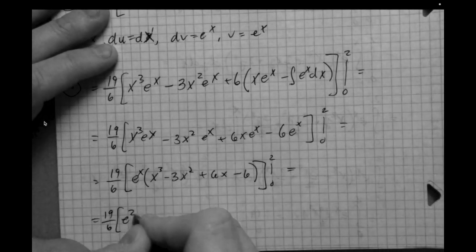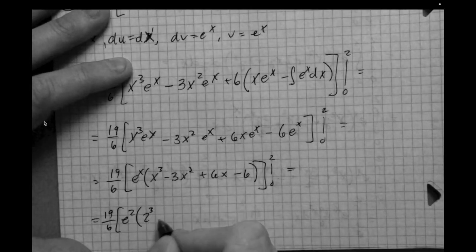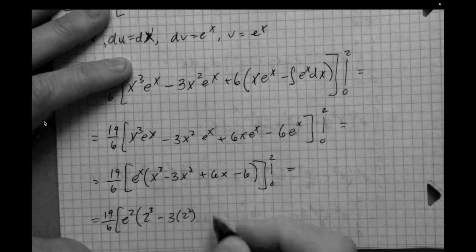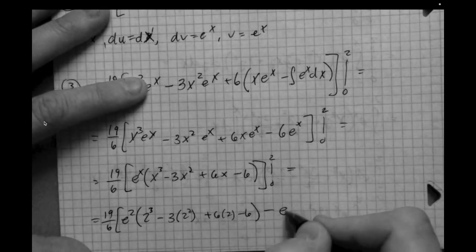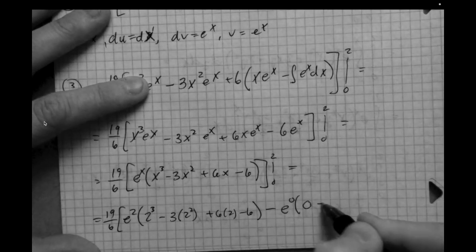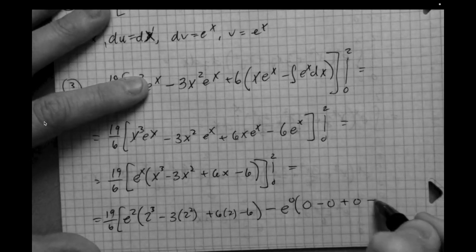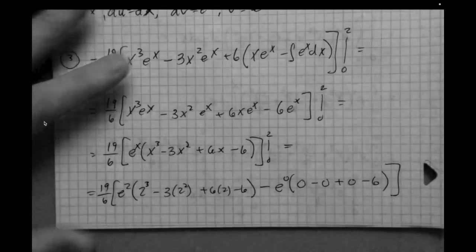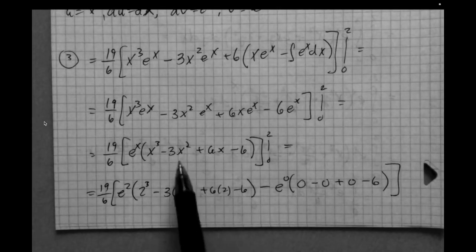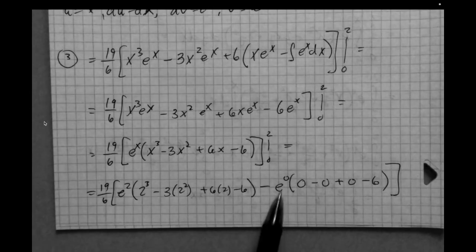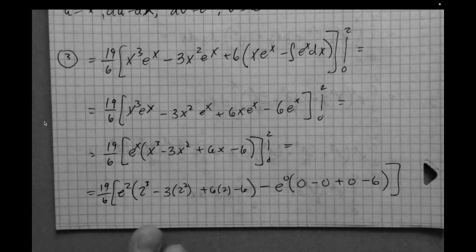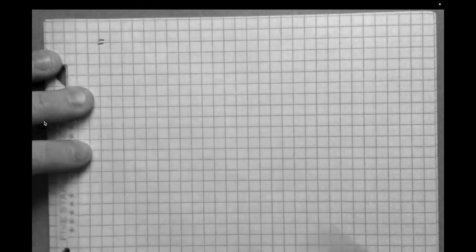And we have e squared times 2 cubed minus 3 times 2 squared plus 6 times 2 minus 6, minus e to the 0 times 0 minus 0 plus 0 minus 6. Right, so 0, 0, 0, minus 6. E to 0 is 1 also, so keep that in mind. Okay, and then we can finally just combine all of this, and what do we get?